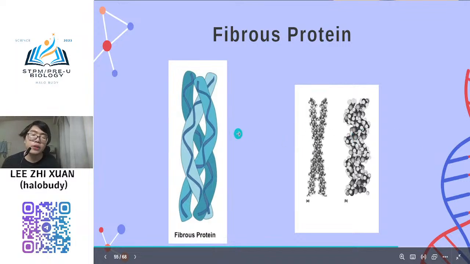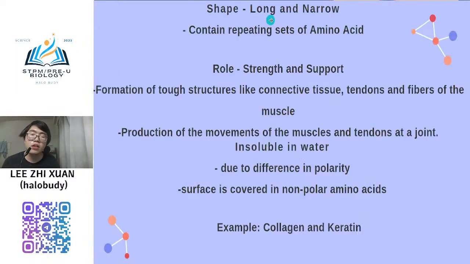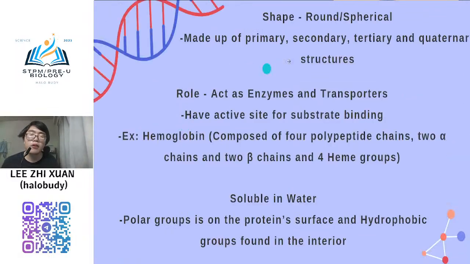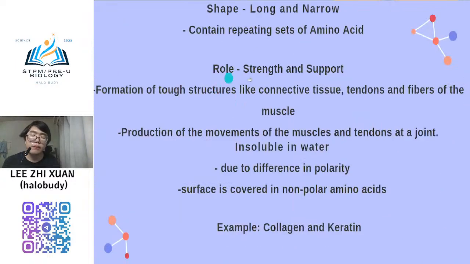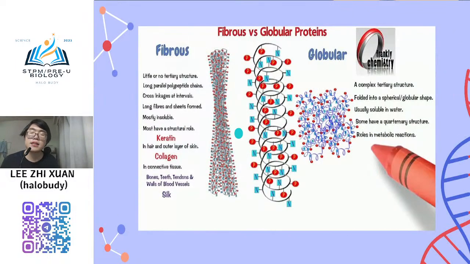And fibrous protein, you will see that fibrous protein is long and narrow, normally a repeating set of amino acids. So normally the role is strength and support. Just now, this one has the role of enzyme and transport. Strength and support, and production is movement, and also the surface is covered in non-polar amino acid. Okay, so this is the difference between fibrous and globular protein.